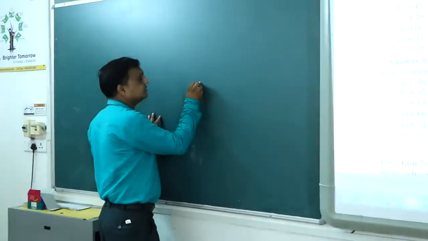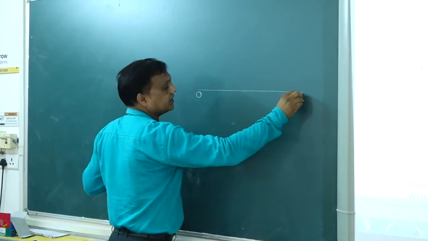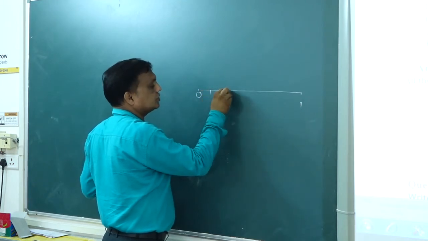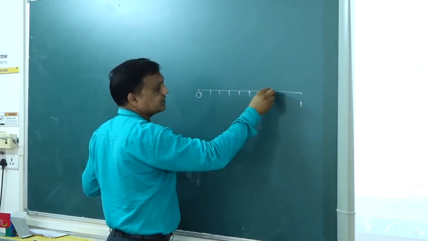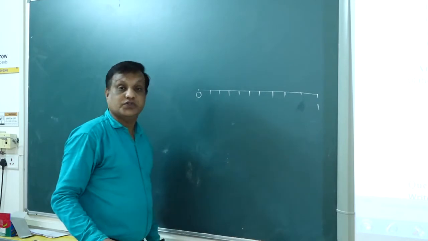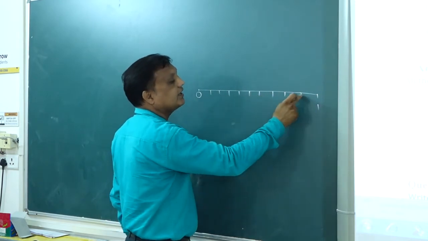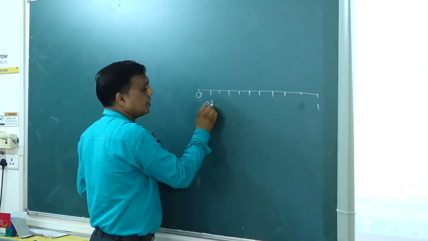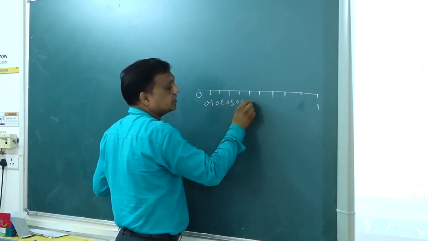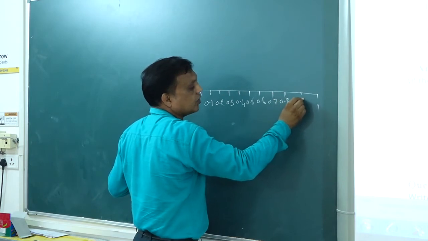If you see the scale, on the scale you know here is 0 and here is, suppose, 1. So between them how many divisions are there? 1, 2, 3, 4, 5, 6, 7, 8, 9 and 10. Between 0 and 1 there are 10 parts. So the first number is 0.1, second is 0.2, third is 0.3, fourth is 0.4, this is 0.5, this is 0.6, it is 0.7, this is 0.8, this is 0.9, and this is 1.